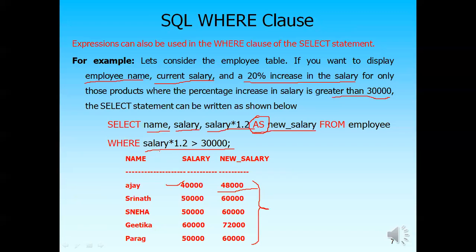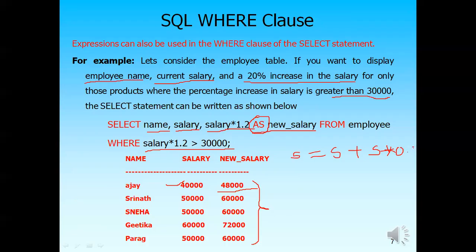The alternative solution of this formula is: salary is equal to salary plus salary * 0.2, right?